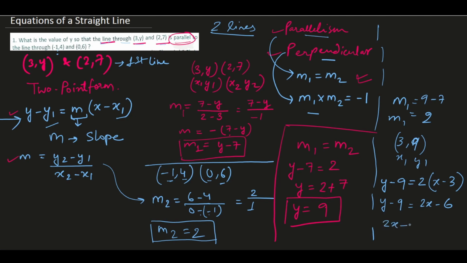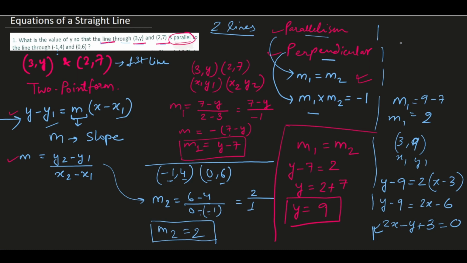Finally, we can write 2x minus y. I'm just shifting y to the right side. So 2x minus 9, then I will shift minus 9 to the right side. So it will be plus 9 minus 6, 3. Plus 3 is equal to 0. So this would have been the equation of the first line, 2x minus y plus 3 is equal to 0.